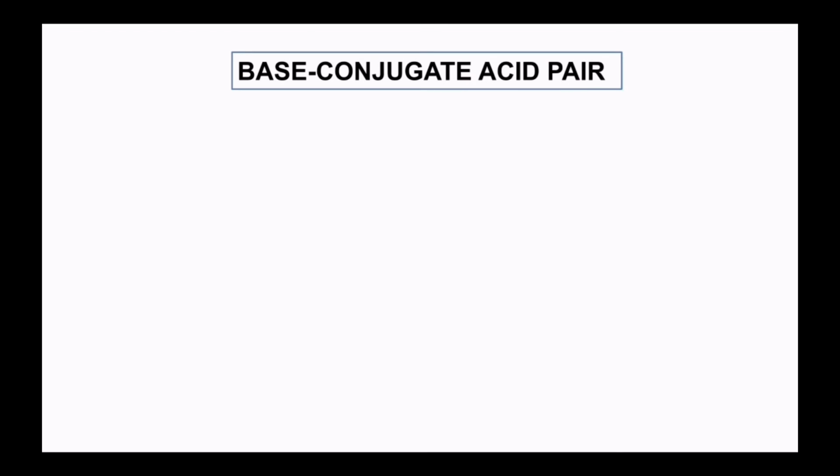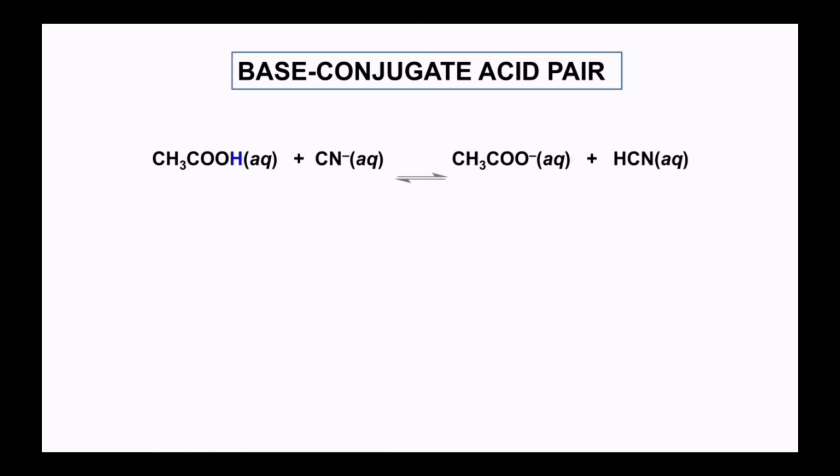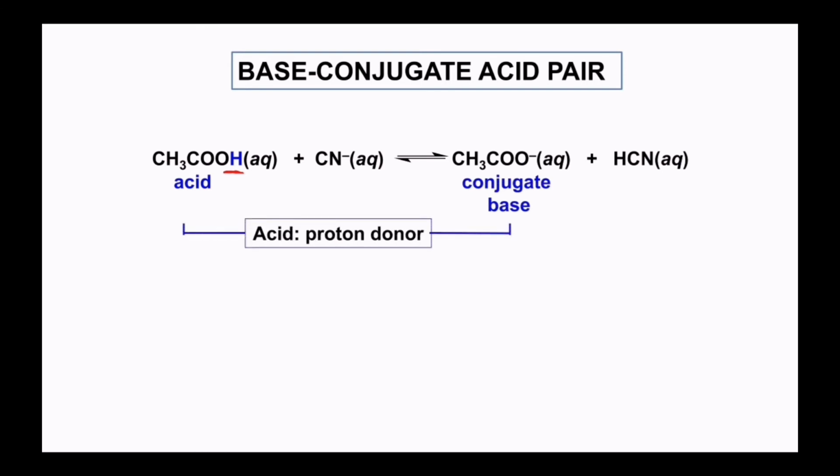In this chapter, we need to focus on the base conjugate acid pair. For example, we have this equation. By looking at the reactants, we can see that this species consists of hydrogen. Meanwhile, another reactant doesn't have any hydrogen bonded to it. Therefore, CH3COOH will be the acid and its product will be the conjugate base.